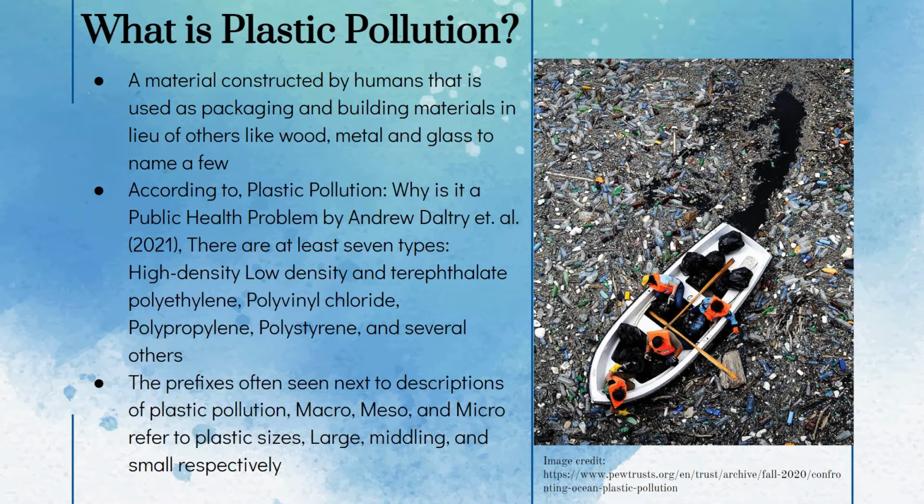According to Plastic Pollution, Why Is It a Public Health Problem by Andrew Daltrey in 2021, there are at least 7 types: high density and low density polyethylene, terephthalate, polyvinyl chloride, polypropylene, polystyrene, and several others that vary in recyclability and toxicity. The prefixes often seen next to descriptions of plastic pollution, macro, meso, and micro, refer to plastic sizes, large, middling, and small, respectively. This brings us to our next slide.